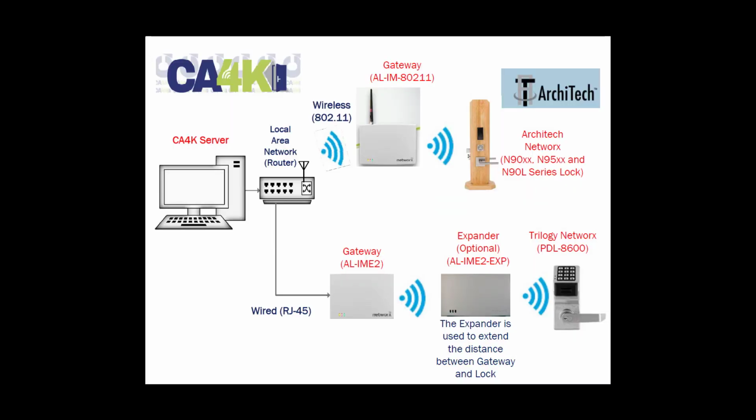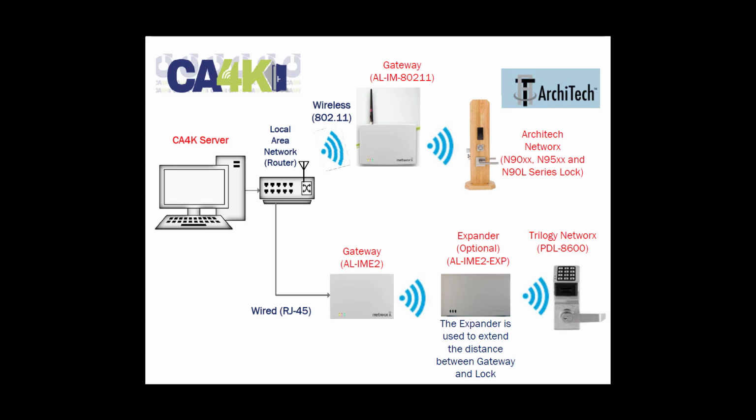As per the overview diagram displaying, there are four main components in a CA4K wireless lock system. The first is the CA4K server running the CA4K software. The second is a Networx gateway. The third is the Networx wireless lock itself, and the fourth is the optional Networx expander. The optional Networx expander increases the allowable distance between a gateway and lock.